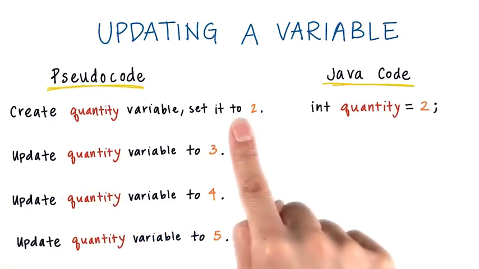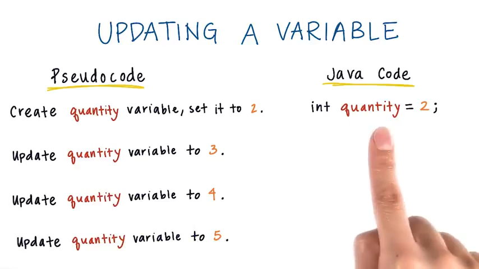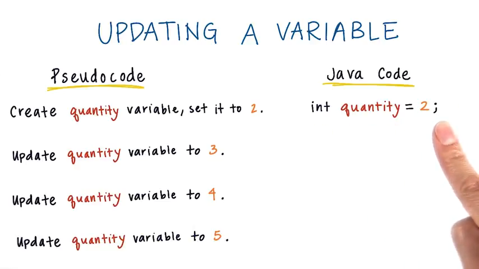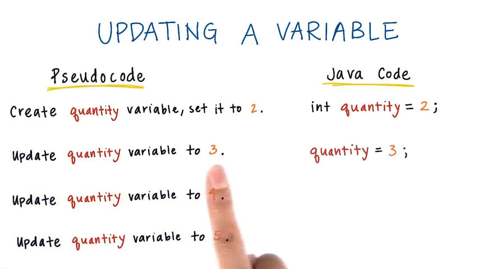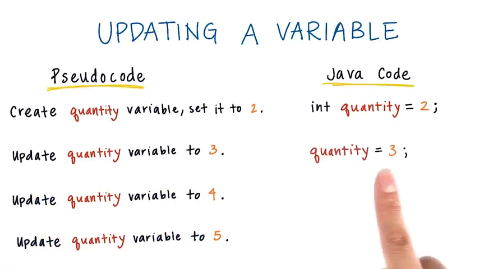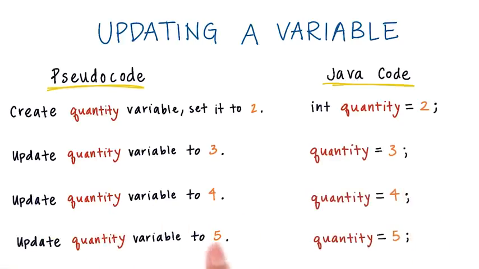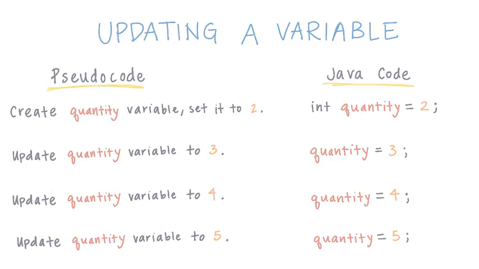To create a quantity variable and set it to 2, we would have int quantity equals 2, followed by a semicolon. This is what we covered in the last video. To update the quantity variable to 3, we just need to say quantity equals 3, followed by a semicolon. If we update the quantity to 4 and 5, this is what the code would look like.